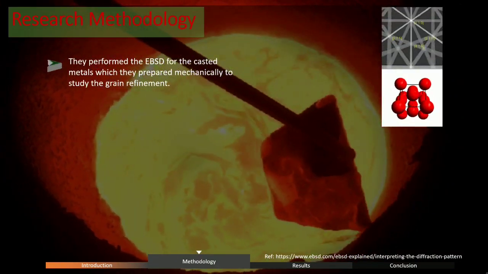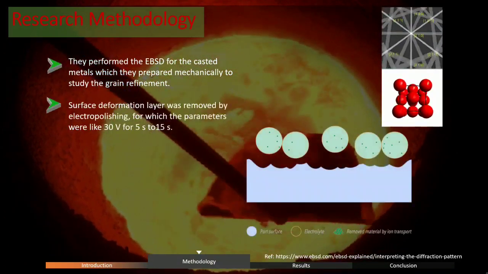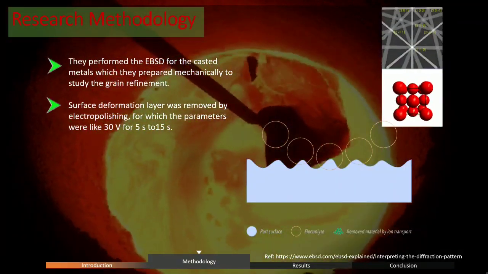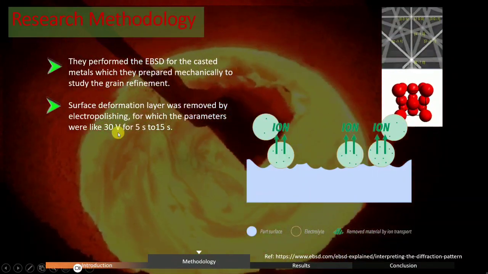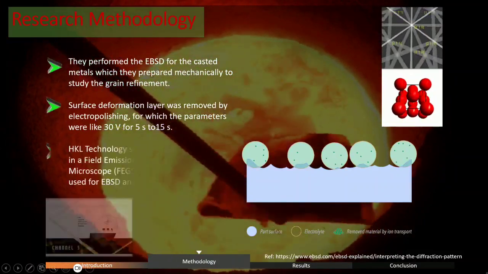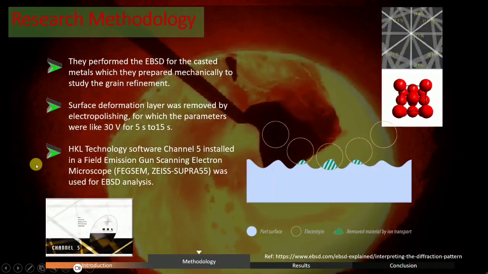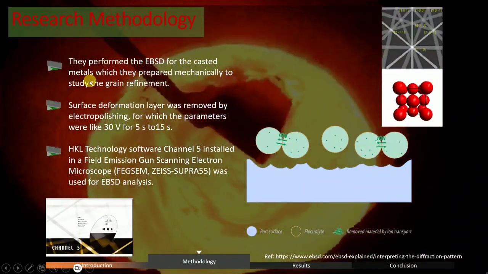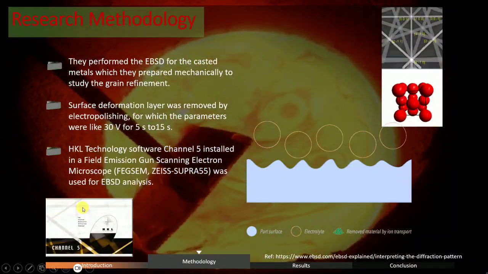After that, in the testing parameters, they did EBSD to understand the orientation of different grains. They prepared the sample by electropolishing at 30 volts for 5 to 15 seconds, and then they used the SQL technology of the software Channel 5 for this. When we do EBSD, we get raw data and need to turn it into actual data, so they used this particular software.